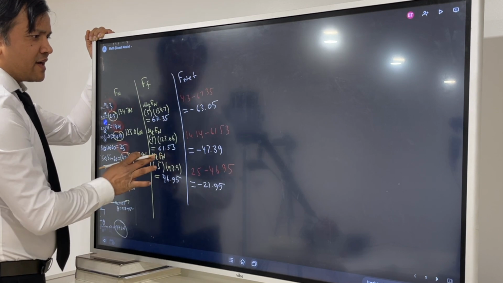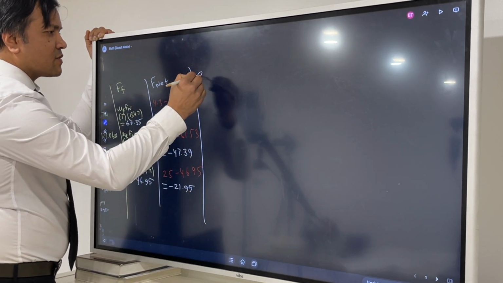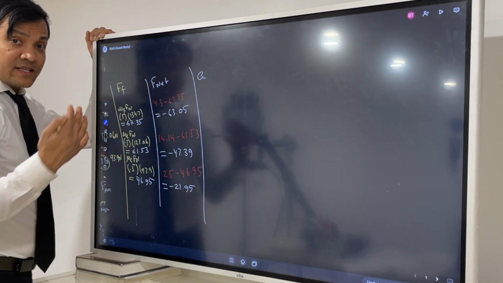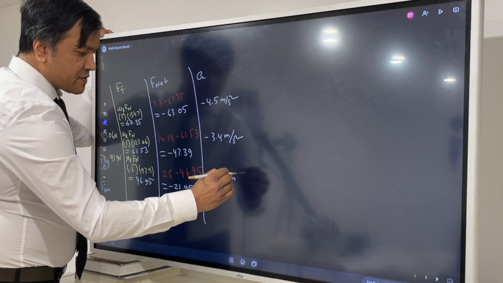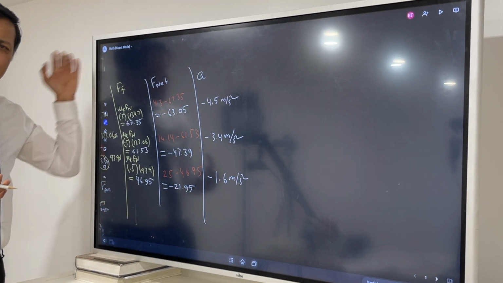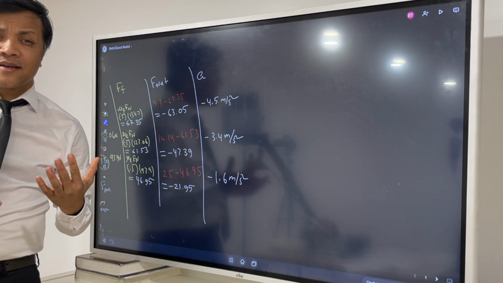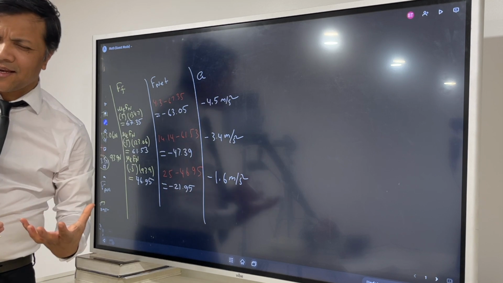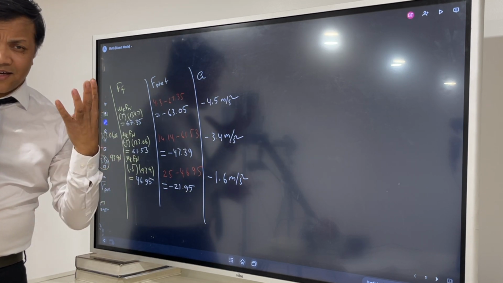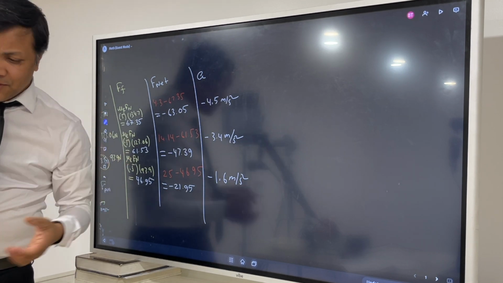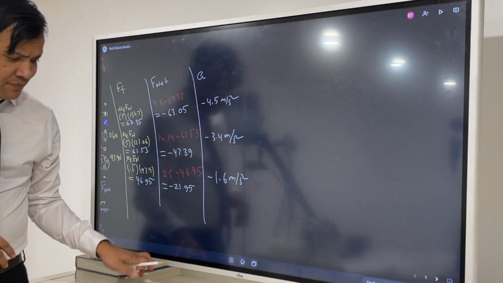Now it's time to find the acceleration. So what would be the acceleration? This divided by 14 is meter per second squared. So now you're probably thinking, how can friction be negative, how can the acceleration be negative? Okay, let's take a look.